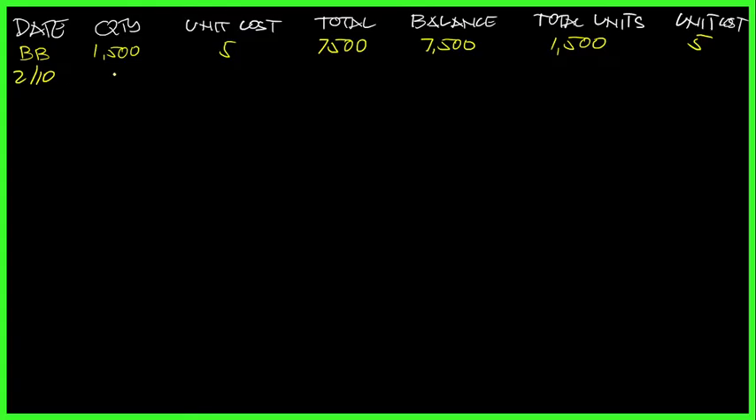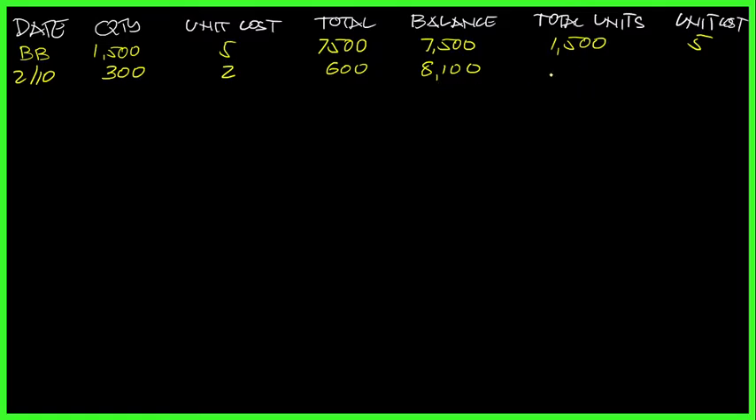Let's say that in February 10, sulat natin, February 10, nag-purchase tayo ng, let's say, purchase of 300 at a unit cost of 2. So, 300 times 2, that will now be 600. So, ano na yung balance natin? 7,500 plus 600. This will now become 8,100. So, that is now the cost.